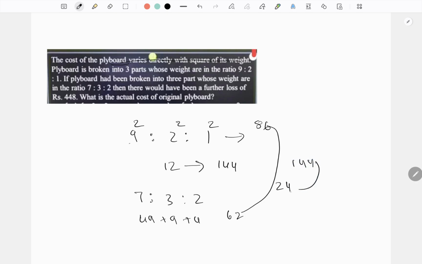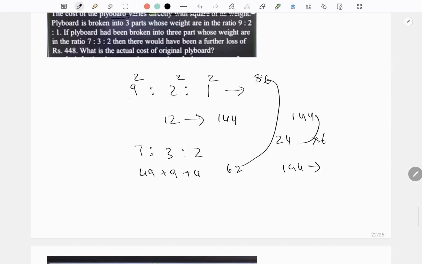So 144, how many times? 24 into 6 is 144. See, the further loss they are saying is from 86 to 62. This difference is 24. This 24 parts they are saying is 448. Then 144 will be how much? The actual cost is 144. So 24 into how many times? This is 24 into 6.